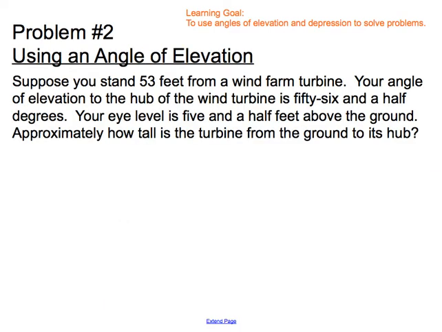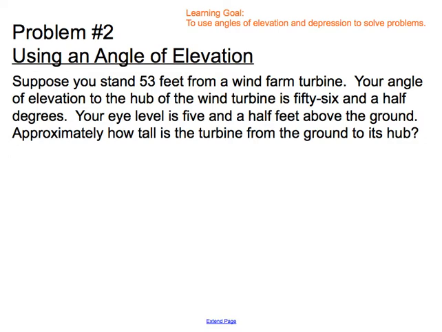One of the things that you'll notice is a lot of the questions in this section are word problems. So let's take a look at our first one. Suppose you stand 53 feet from a wind farm turbine. Your angle of elevation to the hub of the wind turbine is 56.5 degrees. Your eye level is 5.5 feet above the ground. Approximately how tall is the turbine from the ground to its hub?